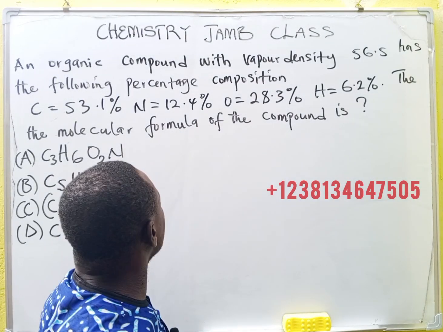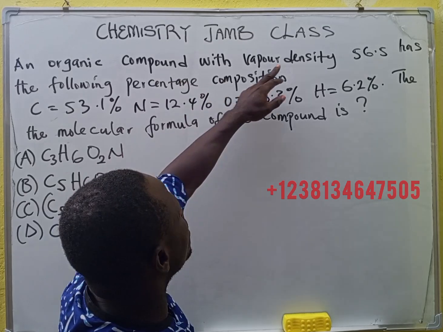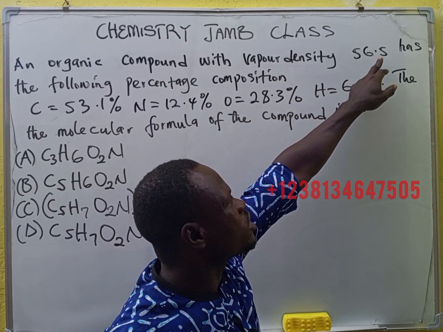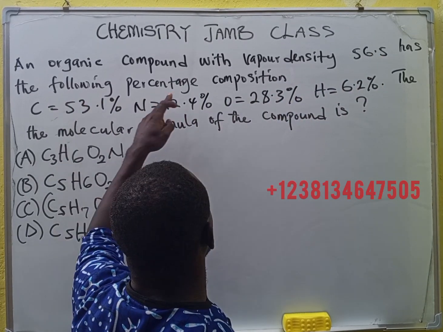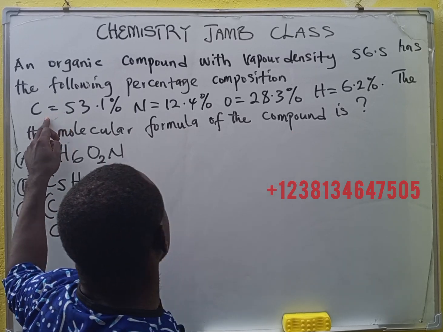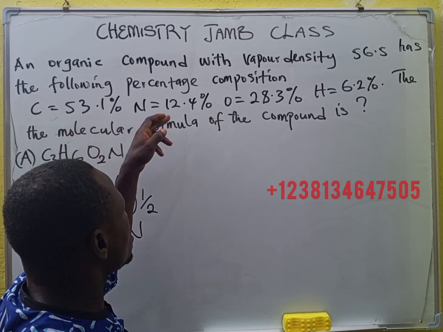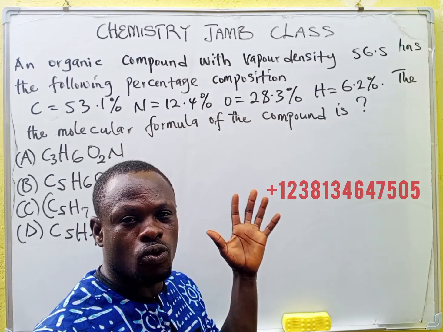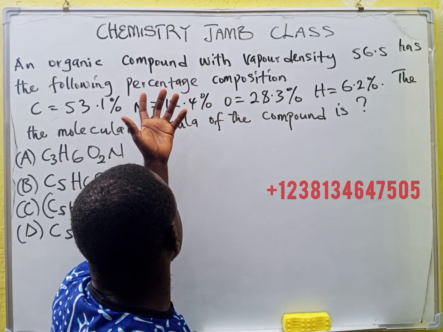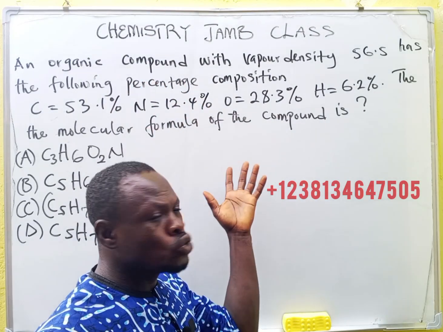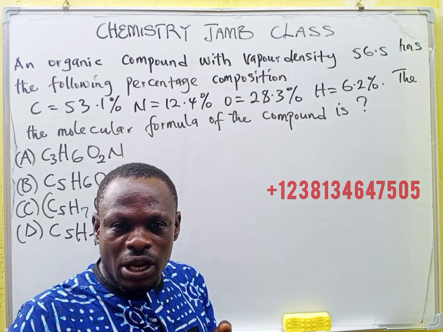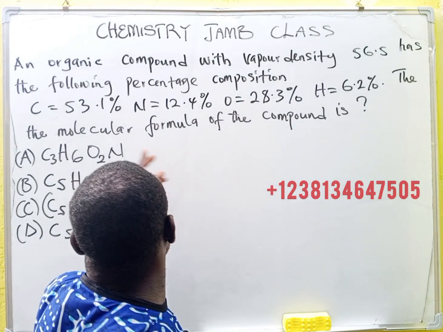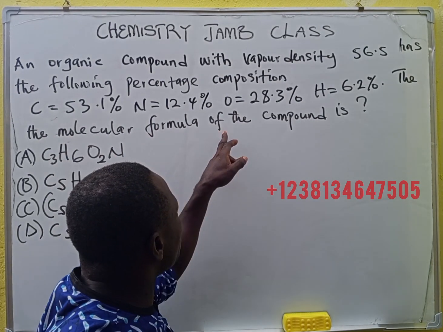This is a 2-in-1 problem. An organic compound with a vapor density of 56.5 has the following percentage composition: carbon is 53.1, nitrogen, oxygen, hydrogen, and so on. Now this is a 2-in-1 question. The question involves empirical formula and molecular formula, and you are asked to calculate the molecular formula of the compound.